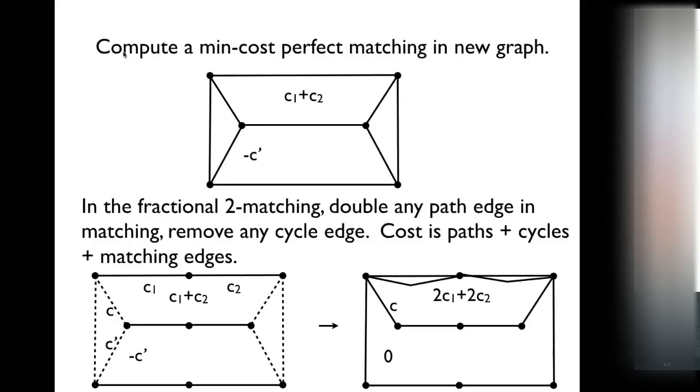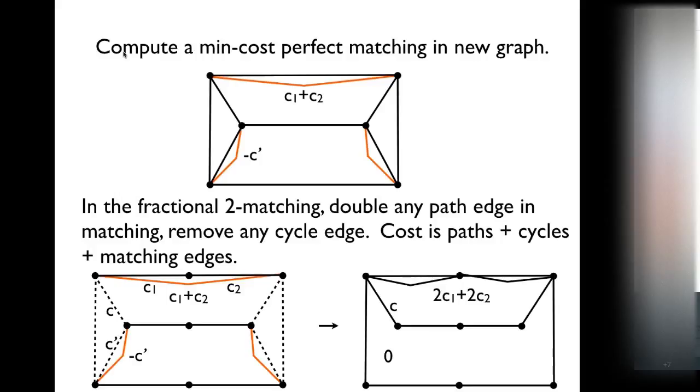So what are we going to do? We'll take this new graph and we're going to compute a min-cost perfect matching on it. So let's draw in orange, say, a min-cost perfect matching. And then we're going to use information from that matching to help us produce a graphical 2 matching from our original fractional 2 matching. So in particular, if I have, let's put the matching down here, if I have a path edge that was in the matching up here, I'm just going to double all the edges that were in that path.